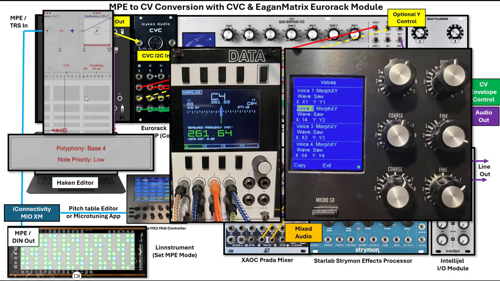And finally, I've set this CVC configuration for its default 0 to 10 volt output for both Y and Z. You can set it for 0 to 5. You can program it for any intermediate voltage as long as it's between 0 and 10 volts. And you can program, of course, -10 to +10 if you need to have bipolar CV outputs.